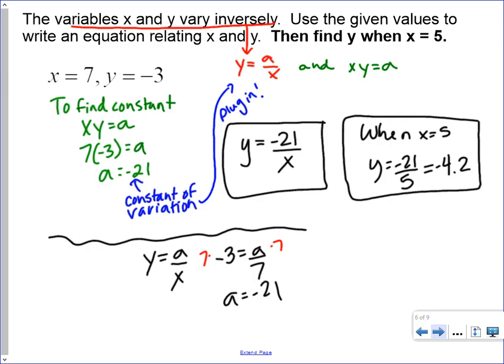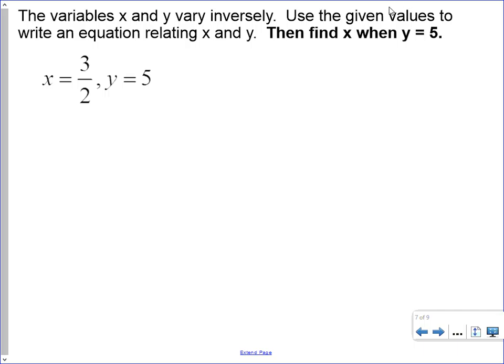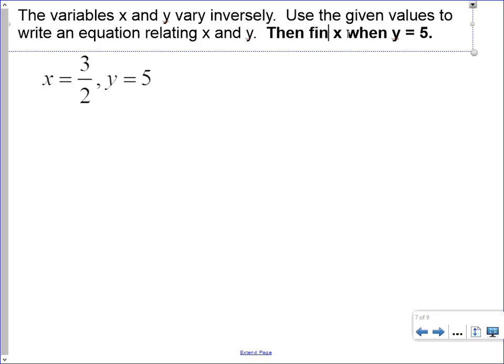Okay, I'm going to give you one to try. I want you to write your own equation, and then solve for the value of y. Okay, and I got to change this. Find. Oops.